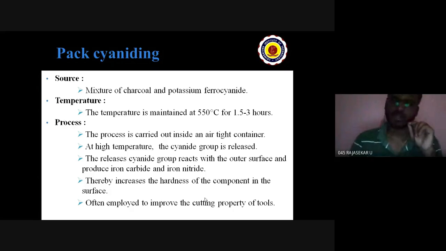At high temperature, the cyanide group is released. So it is held in a furnace and the temperature is raised. Then the released cyanide groups react with the outer surface. As the cyanide group contains both carbon and nitrogen, it forms both iron carbide and iron nitride, thereby increasing the hardness of the component. It is often employed for cutting tools, that is tool steels.